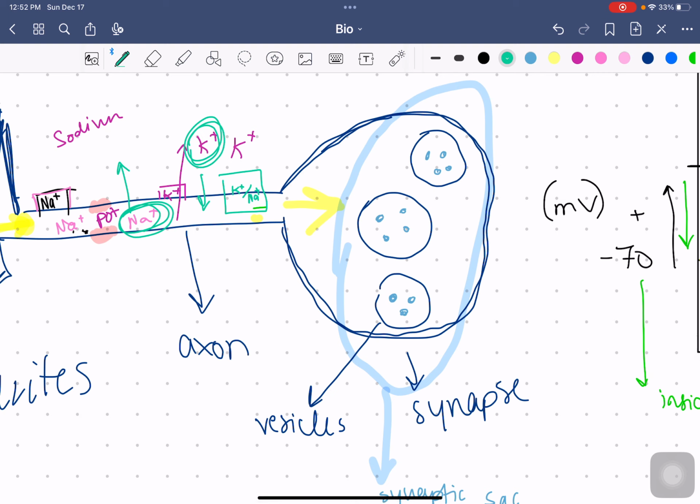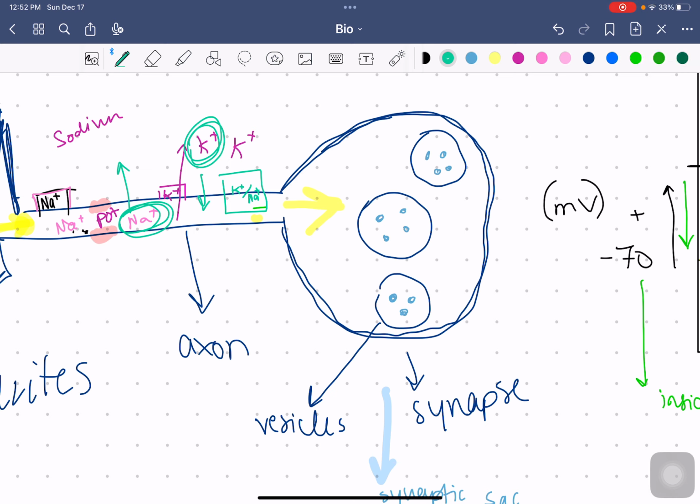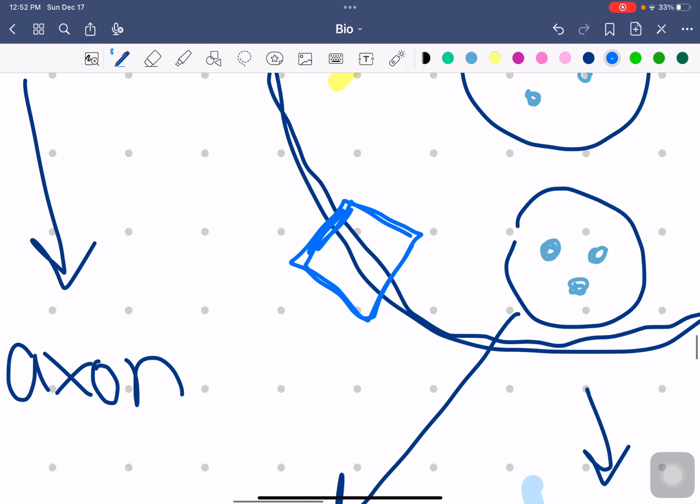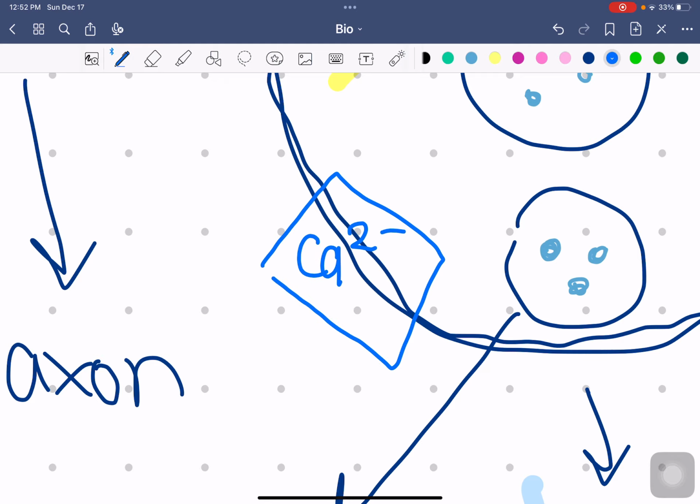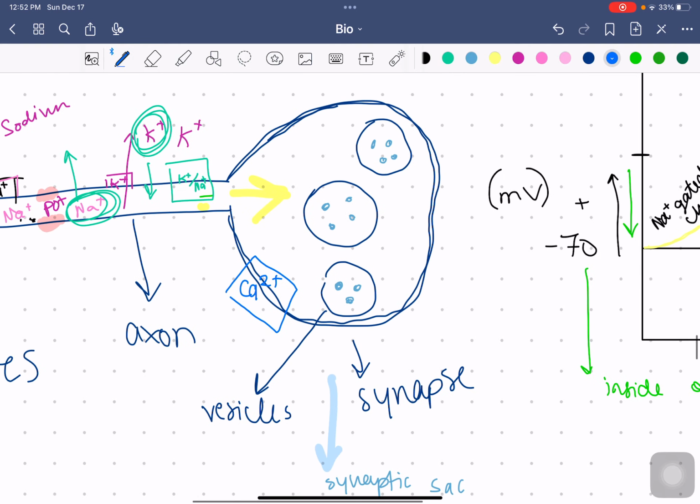So after we had all of our conduction happening, our electrical impulse gets to the synaptic sac. Over here, we have another gated channel, but this time, it's for calcium. It's our calcium gated channel, and it's going to open up. And the calcium is going to go from out here to inside the sac. And once it gets super crowded in here, we have all our calciums in here. Again, they're going in through facilitated diffusion.